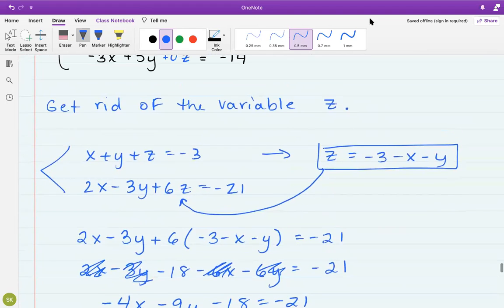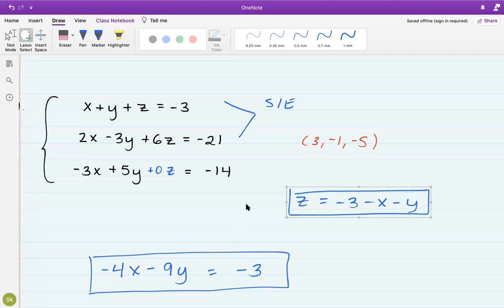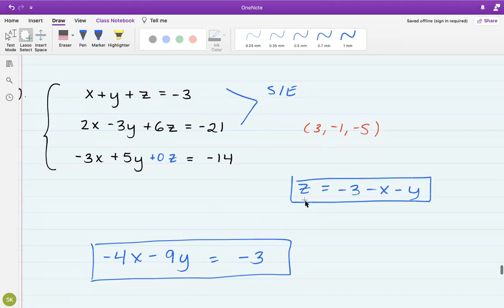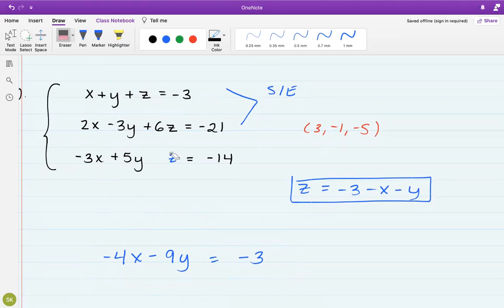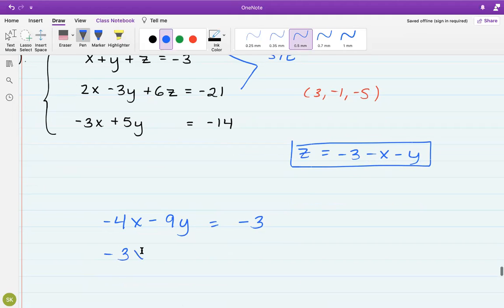Let me just pause for a second. Okay, what I did was I erased all of that work. This was what we found z to be by solving here for z. Remember that we plugged it in here, and then we got this equation, negative 4x minus 9y is negative 3. So we're going to take that equation along with this one. Let's write that one down. Negative 3x plus 5y is equal to negative 14. So these are our two equations.